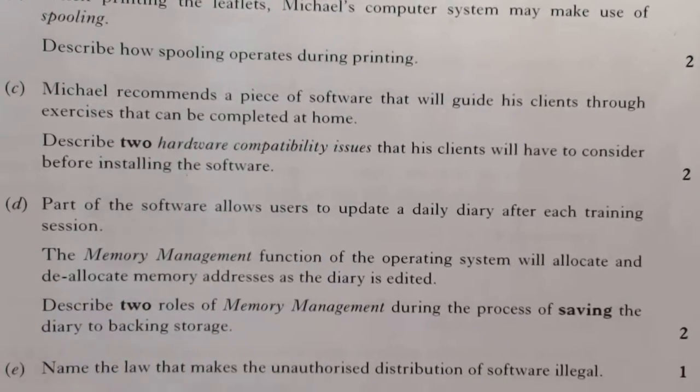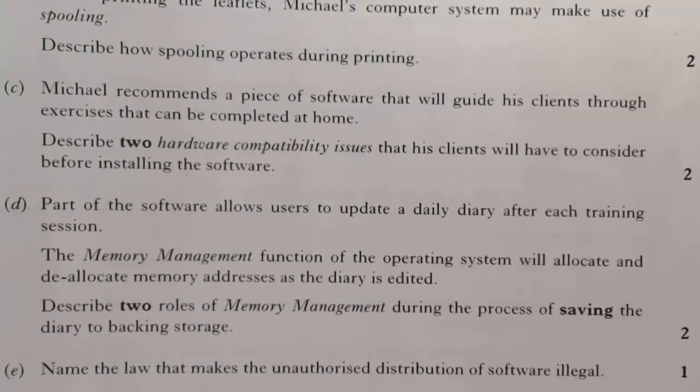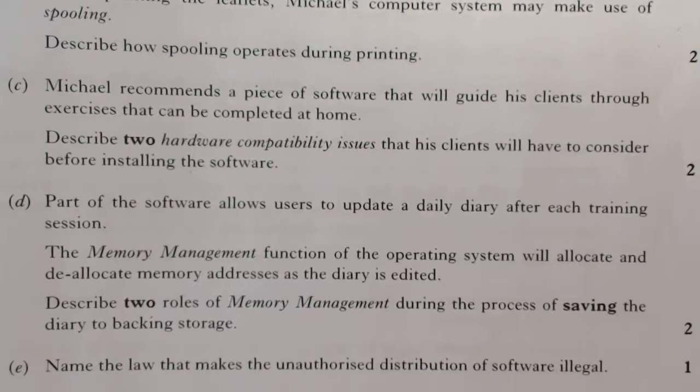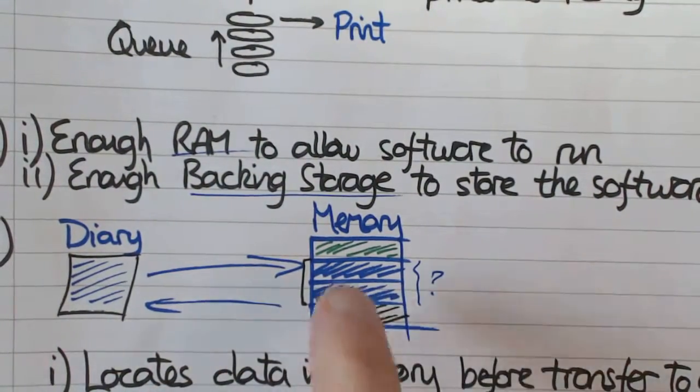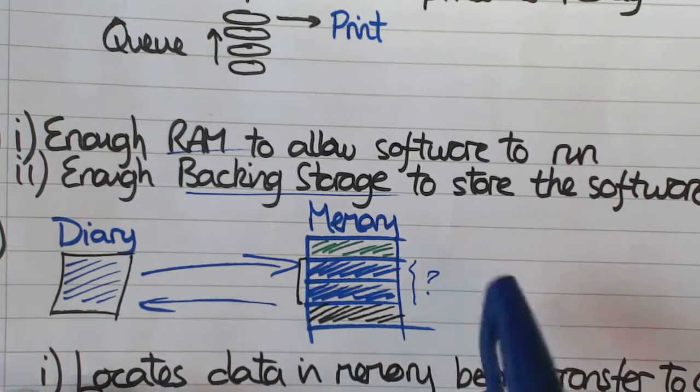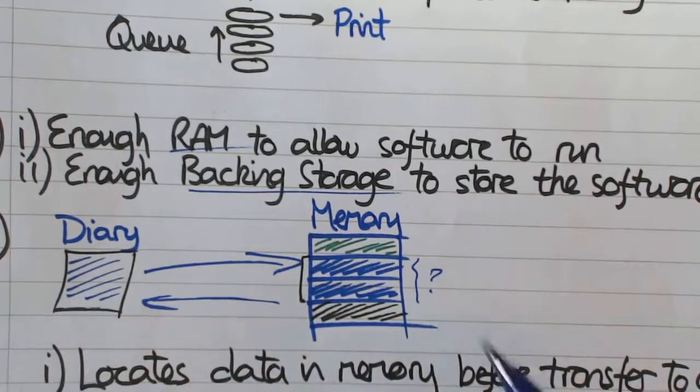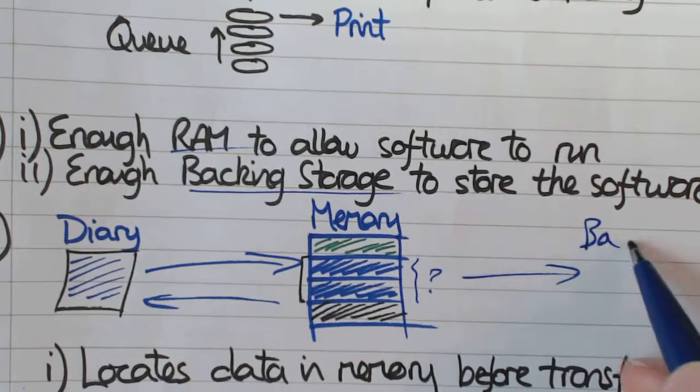So describe two roles of memory management during the process of saving the diary to backing storage. So when it's going from memory to backing storage, what happens? Well, first of all, it actually has to locate it within the memory, so it has to know the address. So it has to locate the data in memory before transfer to the CPU. Okay, so that's the memory. That might be your diary. So that's what has to find where it is. And then it might be putting it to backing storage.